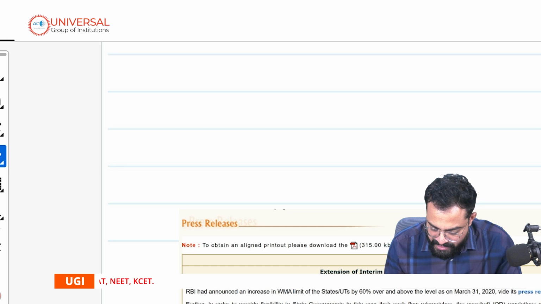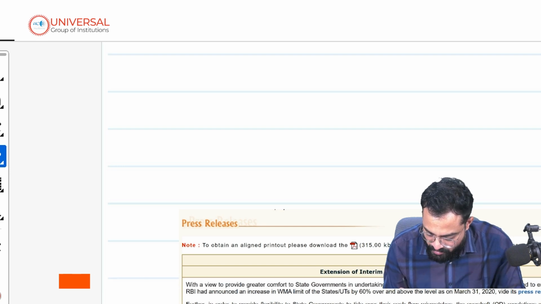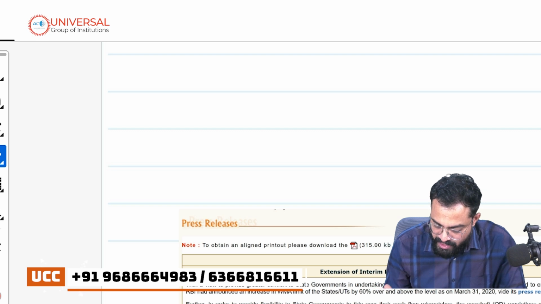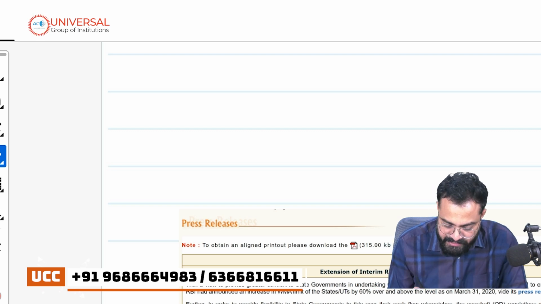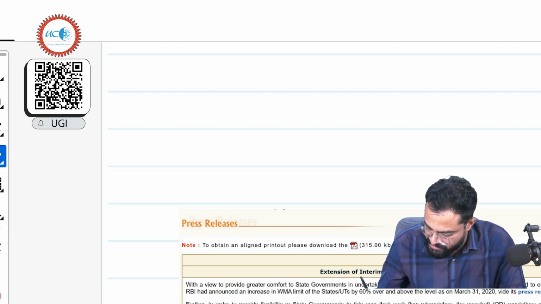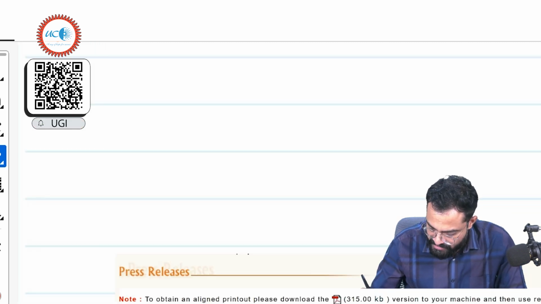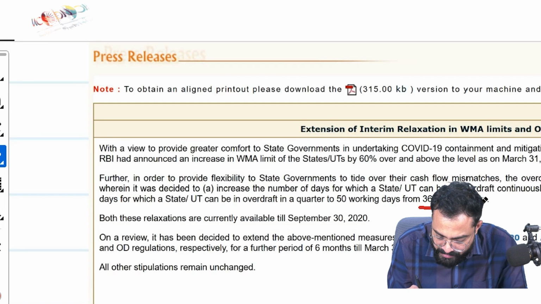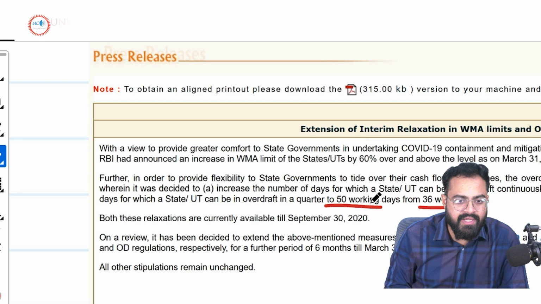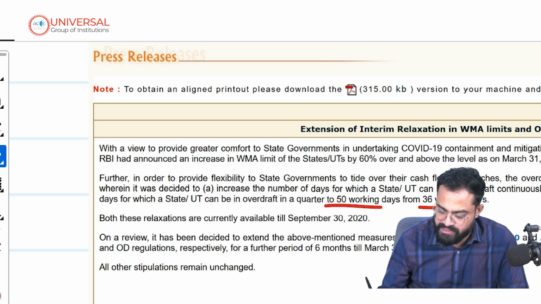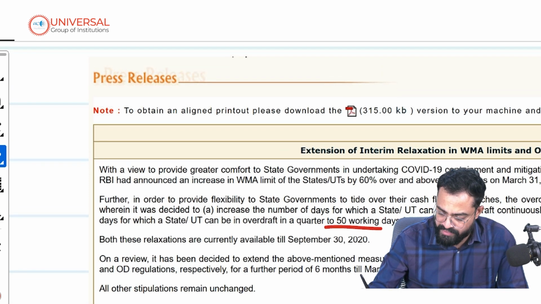See here, the earlier overdraft was for only 14 continuous days, and that has been increased to 21 days. And in a quarter, the earlier overdraft limit that existed was increased from 36 working days to 50 working days. So as I said, whenever they face any liquidity crisis, they are going to increase the overdraft facility.